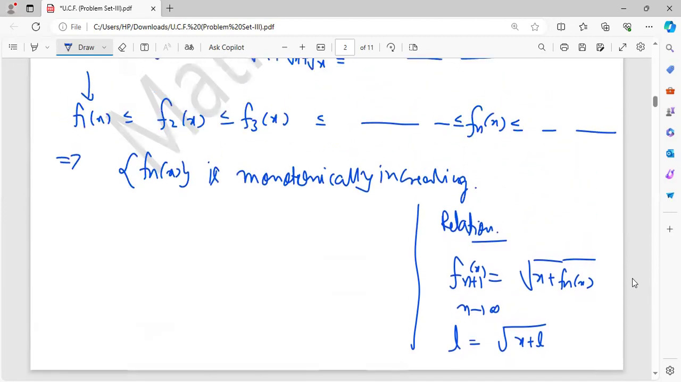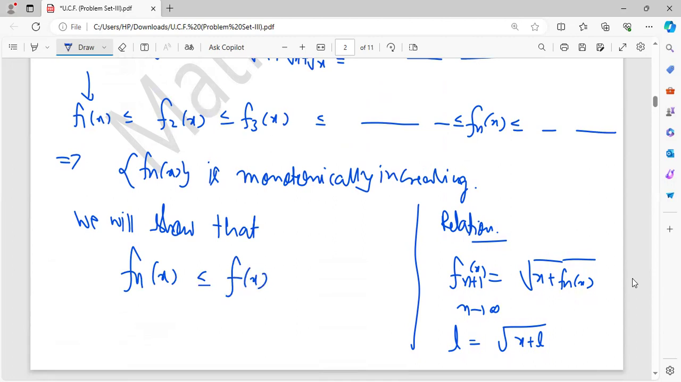It means the function is monotonically increasing. Our aim is to show that f_n(x) is less than f(x). So let f(x) be equal to (1 plus the square root of (1 plus 4x)) by 2. So my aim is that f_n(x) is less than or equal to f(x) for all n belonging to N.